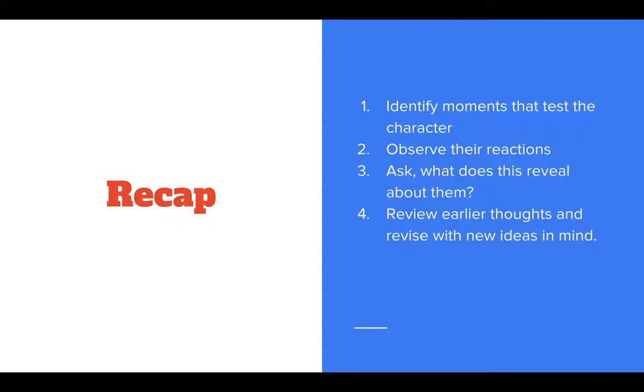Okay, so readers, today we learned that we can gain new insights about characters by thinking about their responses to conflict. We identified moments that test our characters, we closely observed their reactions, we asked ourselves what this might reveal about them, and then we reviewed our earlier thoughts and revised them with our new ideas in mind. So, I'm going to set you off now to do some of your own reading, and I want you to go through the 4 steps that you see right up here, and the substitute teacher is going to come around with a little handy tip sheet that can help you with some either question starters or ideas of ways that you can think about this further.